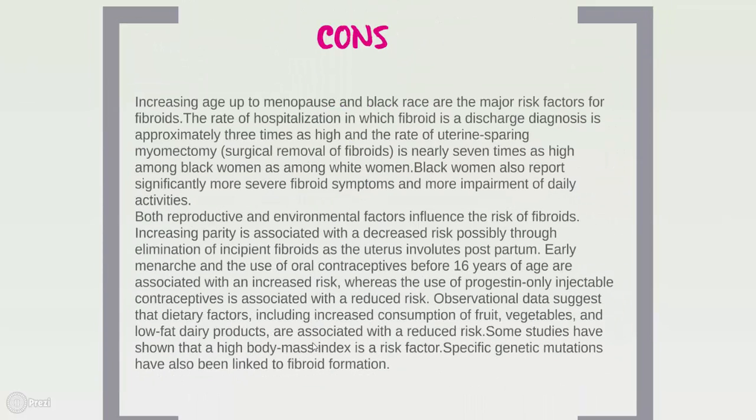The cons. Increasing age up to menopause and black race are the major risk factors for fibroids. The rate of hospitalization in which fibroids is a discharge diagnosis is approximately 3 times as high, and the rate of uterine-sparing myomectomy is nearly 7 times as high, among black women as among white women. Black women also report significantly more severe fibroid symptoms and more impairment of daily activities.